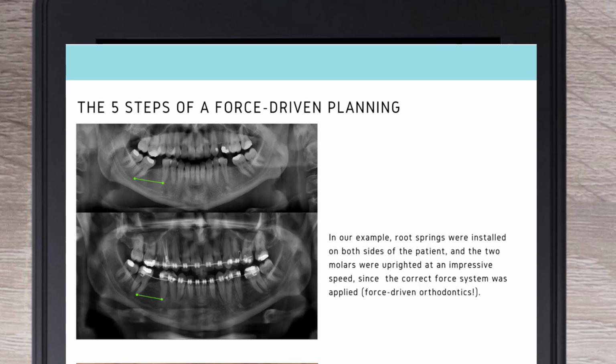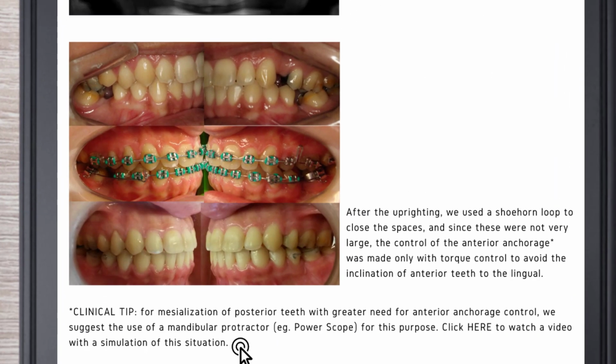Since the correct force system was applied, this is an example of force-driven orthodontics. We have applied the specific force systems for solving the problems. After the uprighting processes, we used a shoehorn loop to close the space. And since these were not very large, the control of the anterior anchorage was made only with torque control to avoid the inclination of the anterior teeth to the lingual.